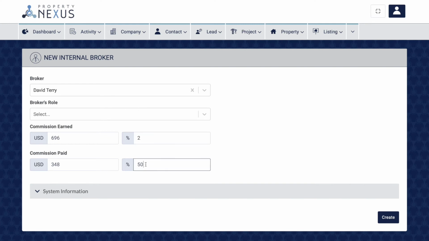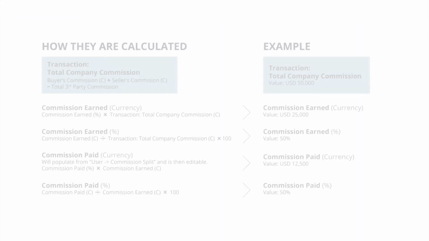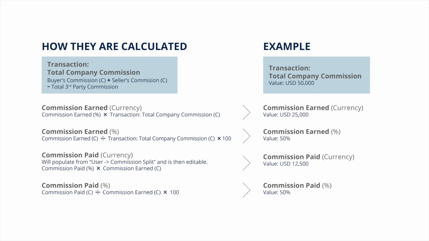The commission paid set of fields works in a similar way, but they are calculated on the commission earned amounts above. The commission paid percentage field will pull from the commission split percentage that you have included in your broker's corresponding user record, but this can be adjusted if a different split has been agreed upon for this deal.